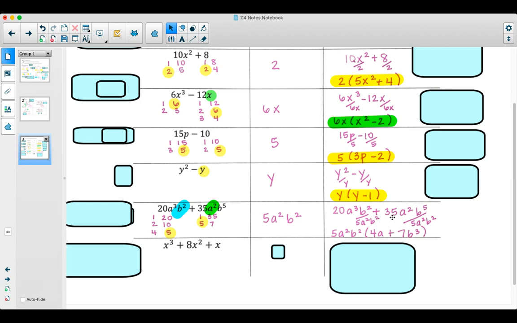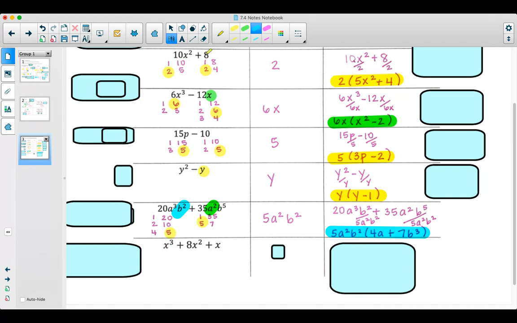Now let's look at the second term. 35 divided by 5 gets me 7. A squared divided by a squared, they cancel out. I don't write anything because that would give me a to the 0, which we remember is just the number 1. And then b to the fifth and b squared, I'm subtracting, so I get b to the third. Just like we did in that previous video, I can always redistribute to make sure I get this original polynomial back. So my answer is 5a squared b squared times the quantity 4a plus 7b to the third.